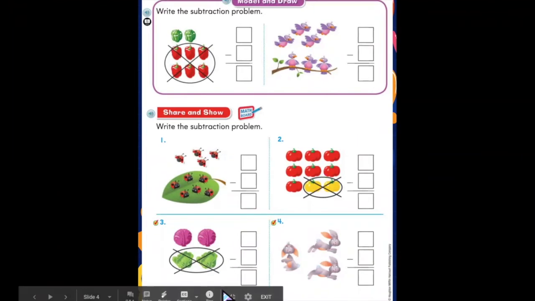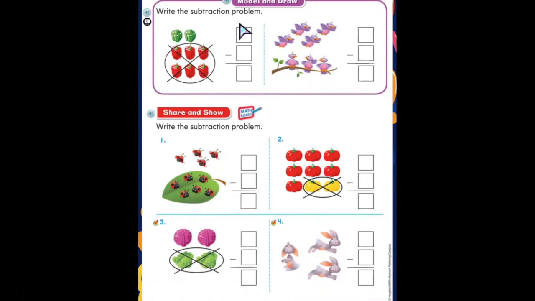Let's turn to page 86 in our math books. At the top, it says Model and Draw. The directions say, write the subtraction problem. We are going to write a subtraction problem to represent this picture first. What subtraction sentence could we write for the picture of these peppers? Well, let's see how many we're starting with. We're starting with 1, 2, 3, 4, 5, 6, 7, 8. Since we're starting with 8, that will be our first number at the top of our subtraction sentence. 8.